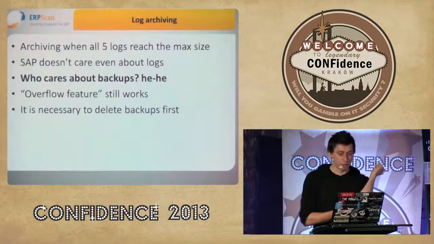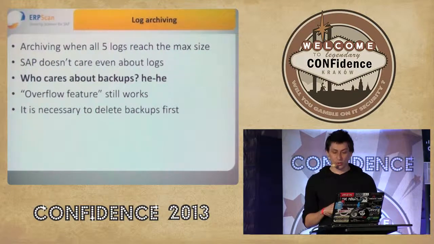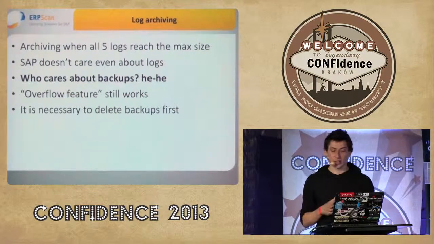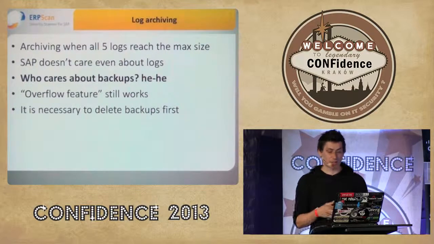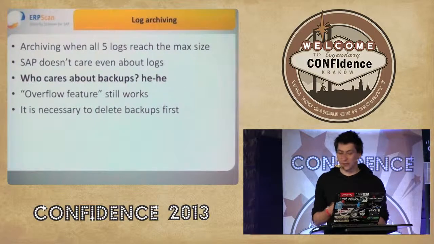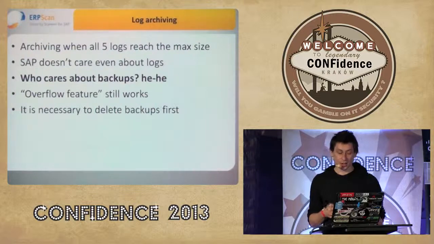Okay. So, do you remember about the 5 log files with HTTP logs, and the fact that they are usually rewritten? Really sad story. And if the attacker doesn't know some facts about SAP logging architecture, it's possible to catch him. SAP does backups of these 5 logs after all of them reach the maximum size. SAP creates a zip archive and only after that continues to rewrite them. But if SAP doesn't care even about logs, who cares about backups?